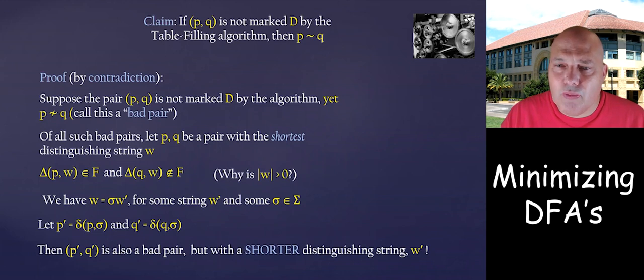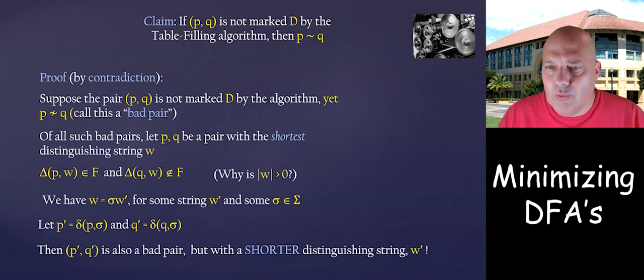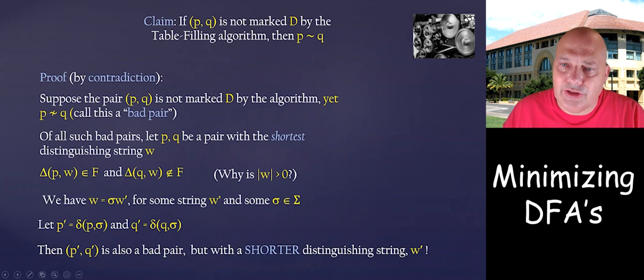This means W prime distinguishes P prime from Q prime, and it's a contradiction to our assumption that PQ is the bad pair with the shortest distinguishing string. So we found here P prime and Q prime that are also a bad pair and have a shorter distinguishing string, W prime. W prime is shorter by one symbol than W. So that's our contradiction.